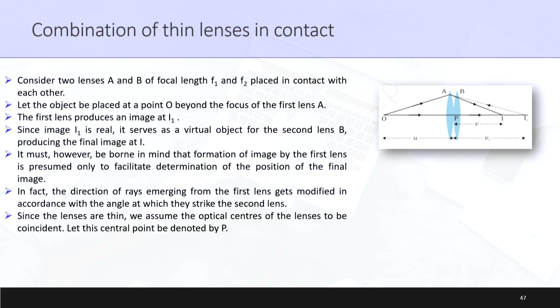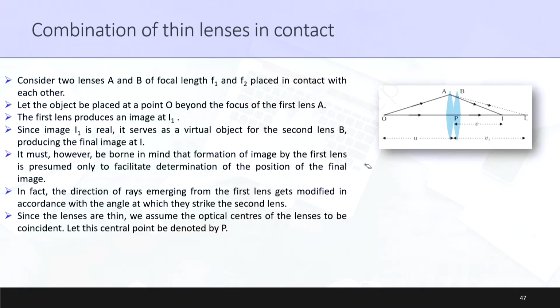Now, let us move on to the discussion, that is combination of thin lenses in contact. As the name suggests, what we are trying to do is arrange two different lenses very close to each other, and find out if there is a change in the focal length, if there is a change in the power of the lens, etc. So, let us move on with the discussion. As you can see clearly, there are two lenses placed in contact with each other, and we are trying to find out where the image is formed, what is the focal length, what is the power, etc. So, let us move on.